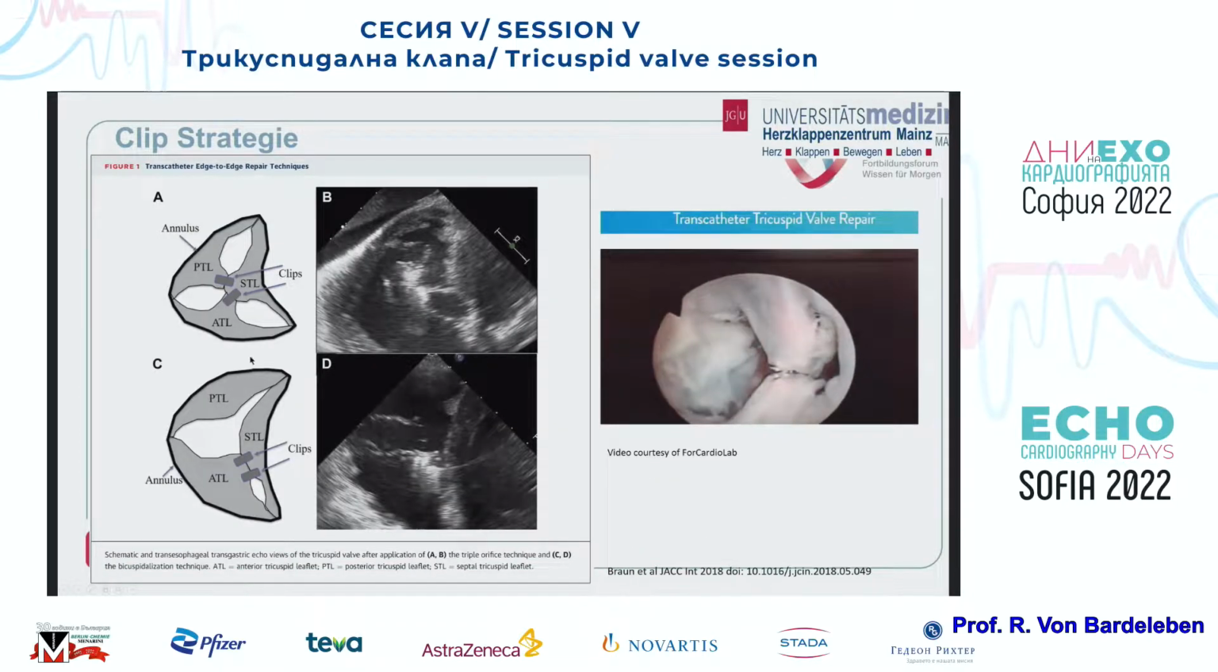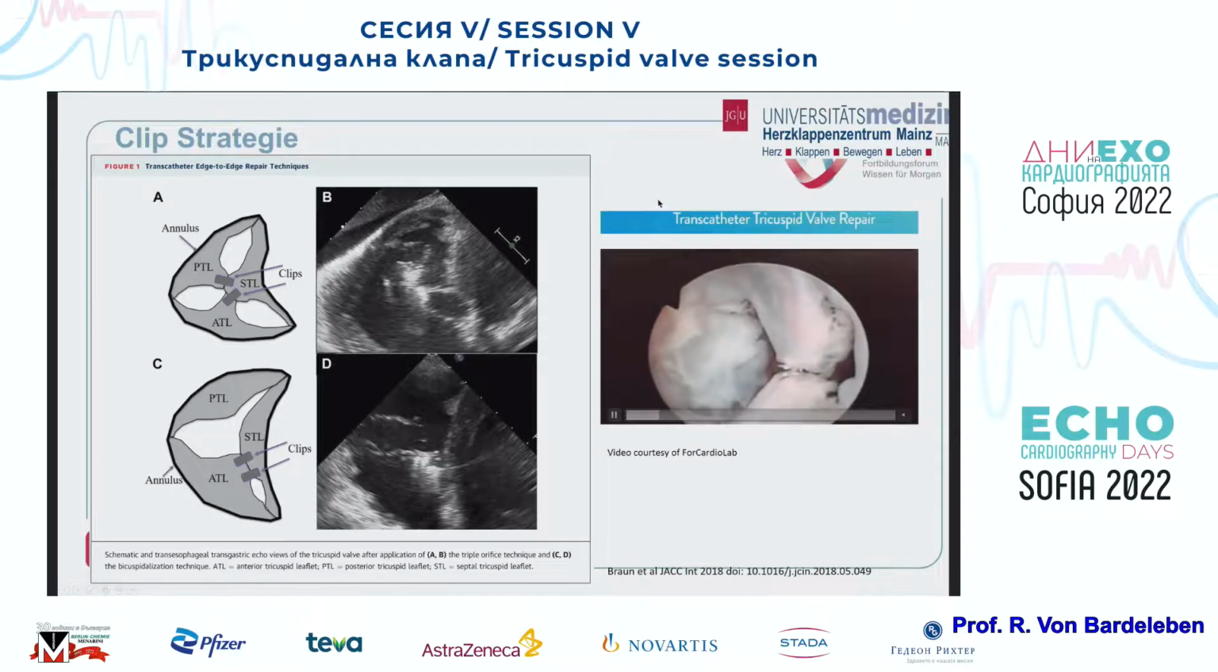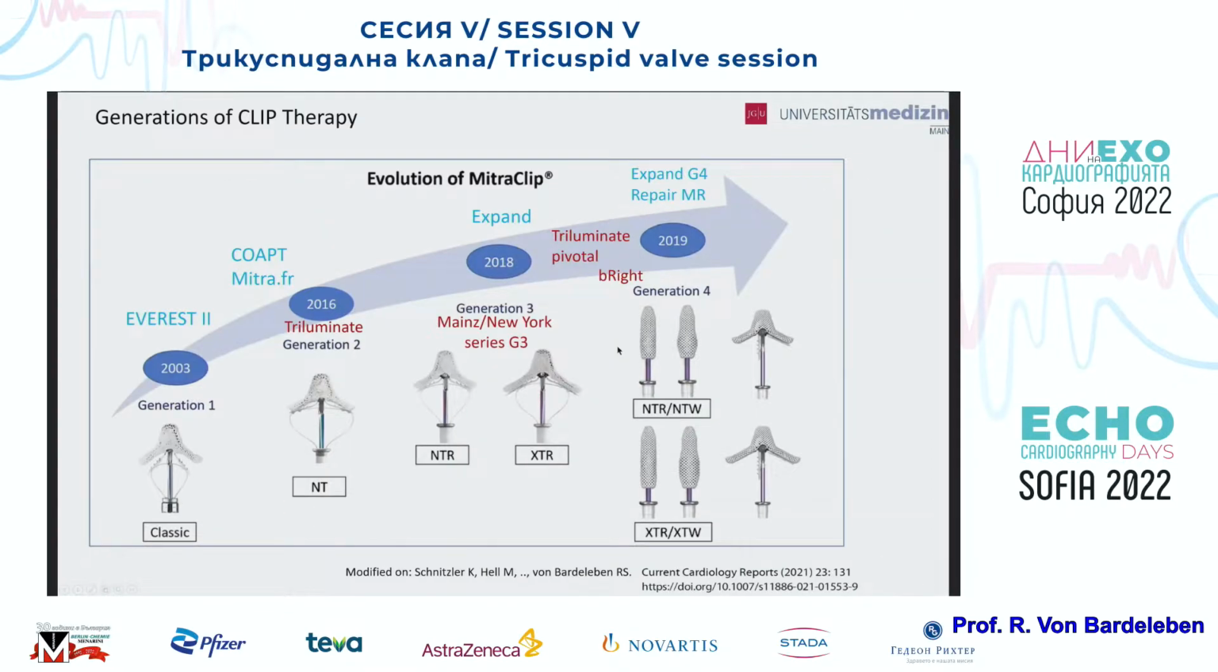Our strategy mostly is type C, so a connection of the anterior leaflet, which most often is dominant, to the septal leaflet. A is the Clover technique. On the right-hand side, you see an in vitro visualization on a pump of an antelope heart, showing how this technique works and reduces regurgitation.